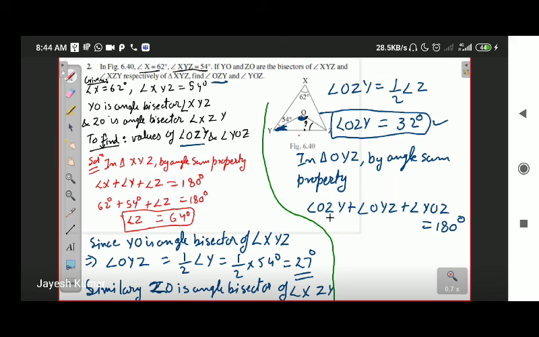So next we note the value of these angles. Angle YOZ is equal to 180 degrees minus angle OZY, which was 32 degrees, and angle OYZ, which was 27 degrees. So it is 180 minus 32 plus 27, that is 59, which gives 121. The value of angle YOZ will be equal to 121 degrees.